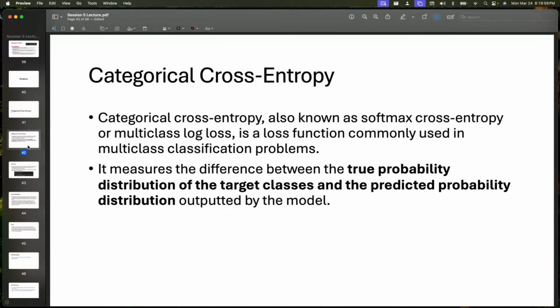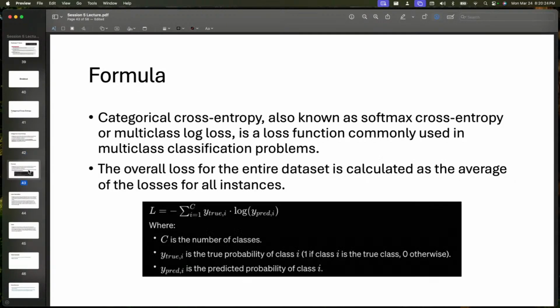Categorical cross entropy, also known as softmax cross entropy or multi-class log loss. This is a function that's commonly used in multi-class classification problems, and it measures the difference between the true probability distribution of the target classes and the predicted probability. So this is probably going to look pretty familiar to you guys.